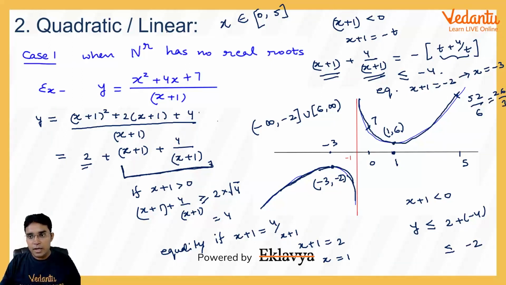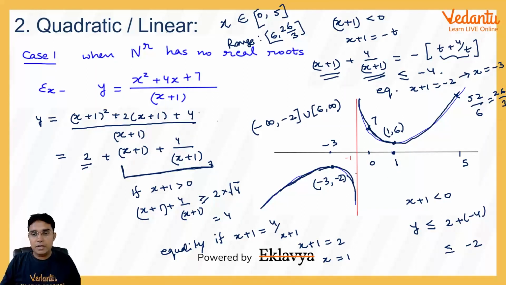So you can see the value at 0 was 7, then it came down to 6 at 1, then it rose to 26 by 3. But still 26 by 3 is bigger than 7. So my range in this case, if x is like this, would be 6 comma 26 by 3. I hope you all are getting what I'm saying. So this is how you can find the range.